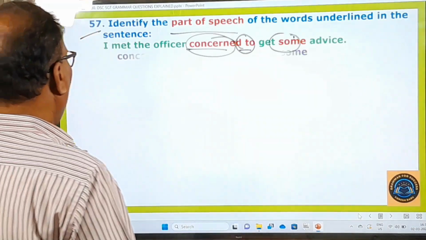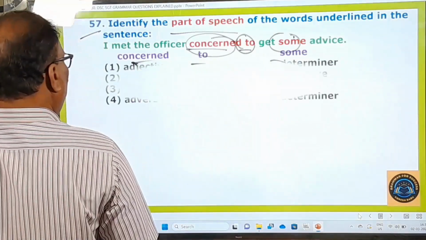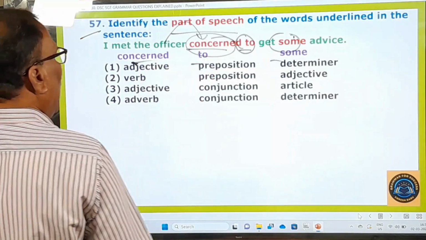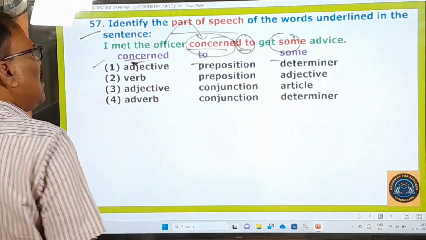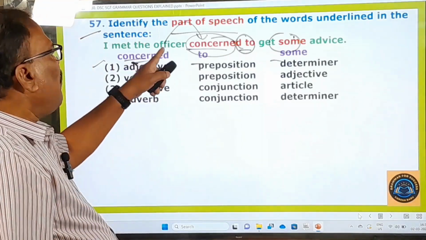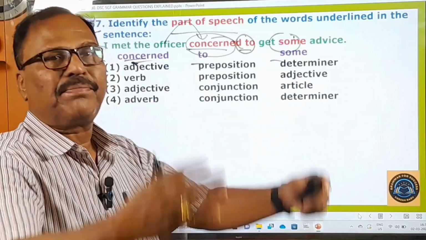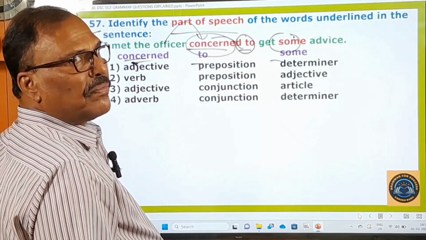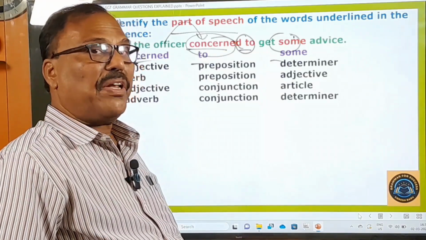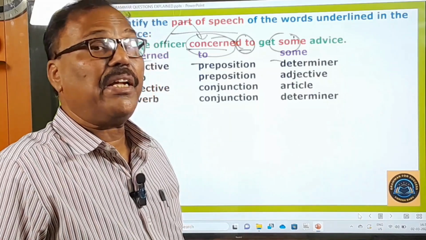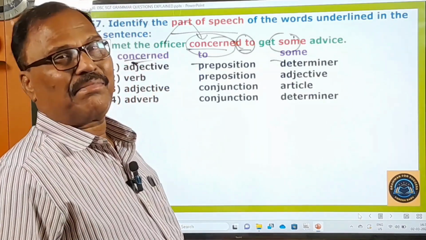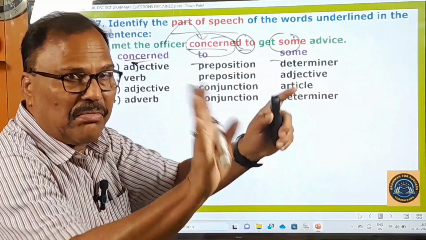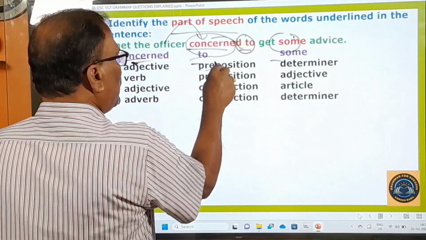So let us look at the options given. Concerned, to, some. Concerned is nothing but an adjective. In "I met the officer concerned," concerned means involved. It's an adjective. Concerned also has another meaning, anxious. I'm very much concerned about your health. Worried. Concerned has another meaning, worried. So here, I met the officer concerned means I met the officer involved in so and so work. Adjective, right? To is a preposition, right?